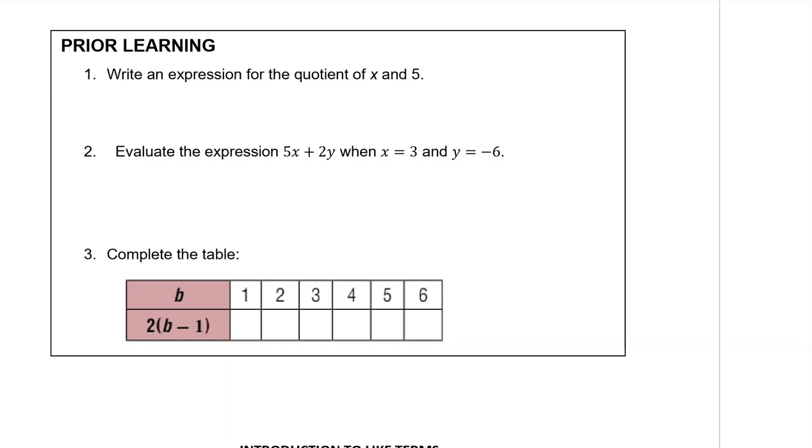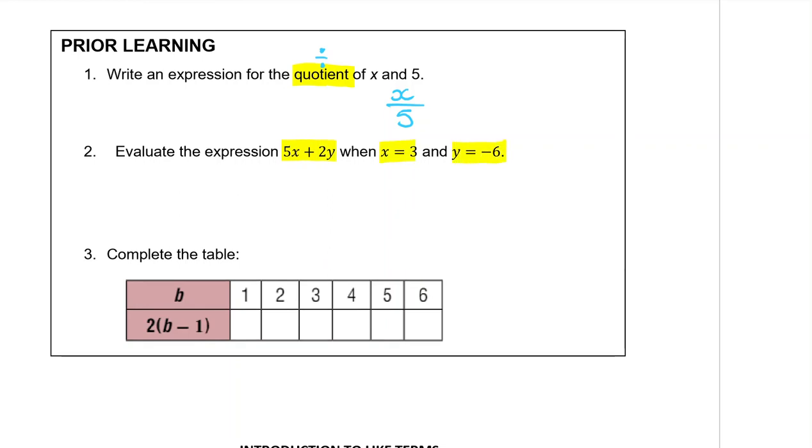So question number 1, write an expression for the quotient, that's a special word, of x and 5. So it's important that you know that the word quotient means divide, even though we don't use divide symbols in algebra, well, not very often anyway. We prefer to use fractions. So to write our expression, the x needs to be divided by, or fraction, 5. Okay, that's our expression.